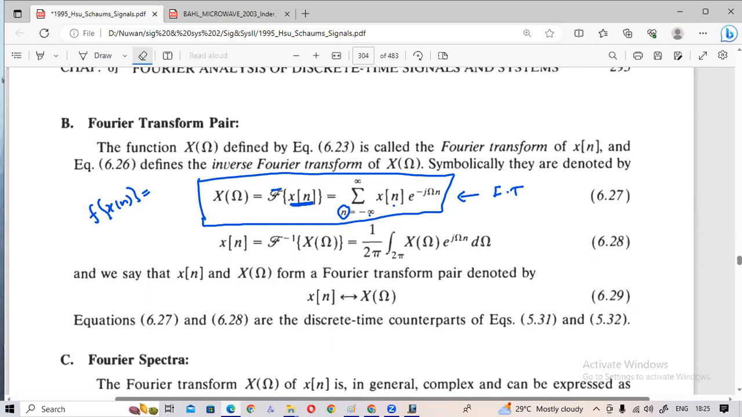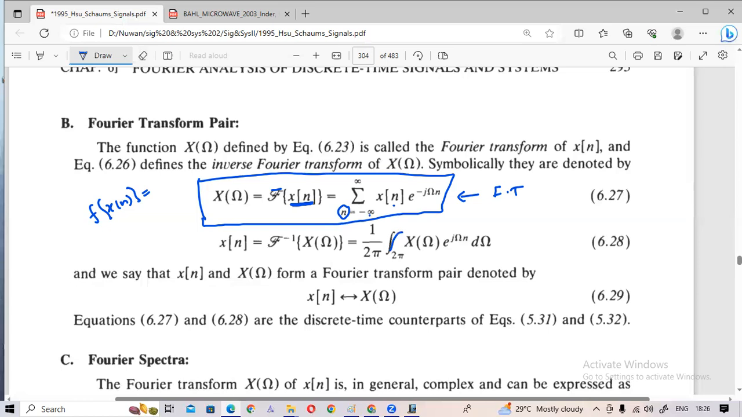So if we are doing an integration here, is it a discrete time or continuous time? Please give an answer. If the integration is here, is it discrete time or continuous time? If there is an integration, it is continuous time.